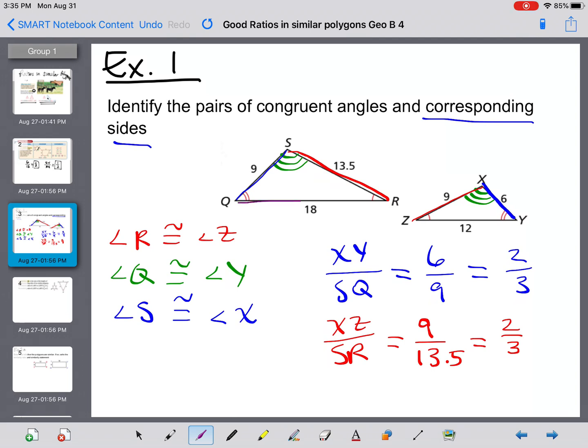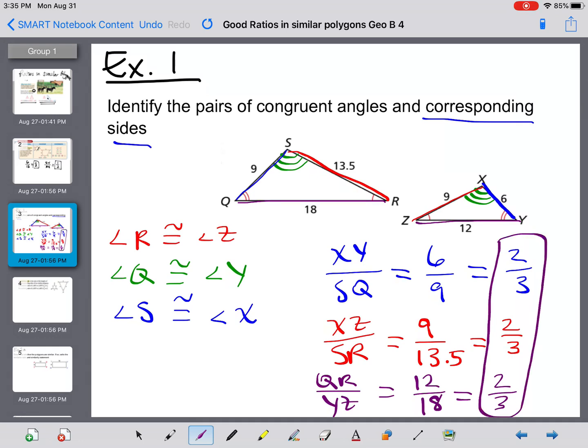And our last side, QR, lines up with YZ. QR over YZ, we would have 12 over 18. If we divide them both by 6, we end up with 2 over 3. So because all of the sides are proportional, they have the same ratio, we can say that these two triangles are similar. And that's the symbol that we would use to describe similar.